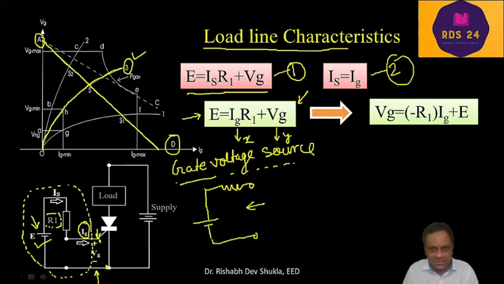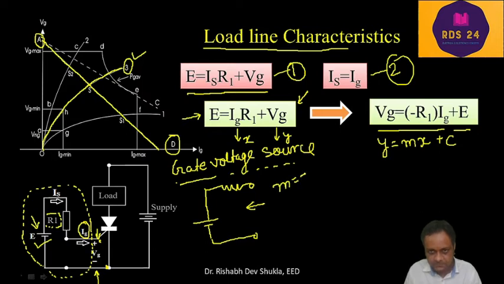We can also rewrite this equation as Vg is equal to minus R1 into Ig plus E. This equation will be like y is equal to mx plus c, where m is the slope of this characteristic, which is nothing but m equal to minus R1. What is this R1? This is the internal resistance or series resistance in this circuit.